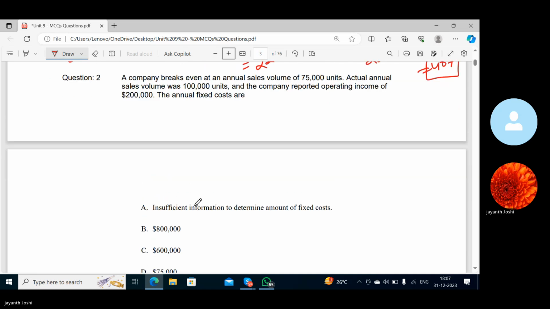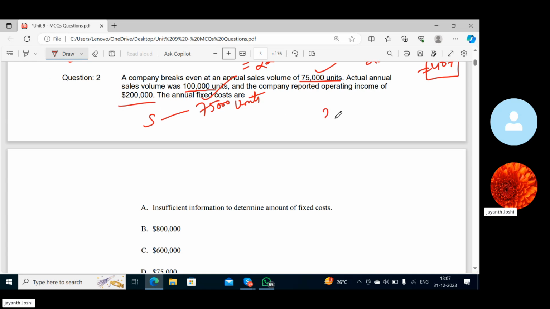A company breaks even at an annual sales volume of 75,000. So sales required to break even is 75,000 units. That means if you sell this many units, you can break even. The actual annual sales volume was this much, so actual sales minus break even sales. We can see that at this point you break even, and they have sold this many units. And the company reported operating income of this much.